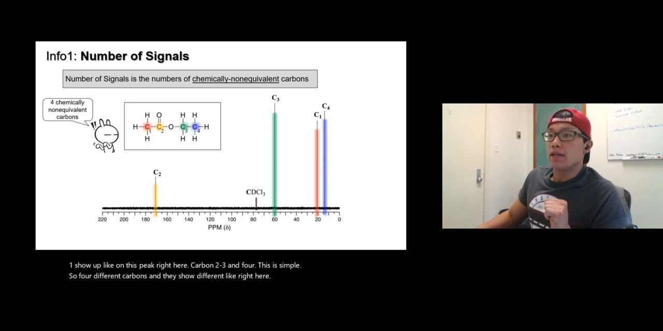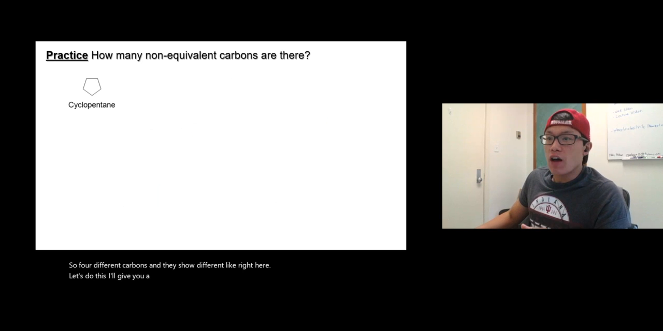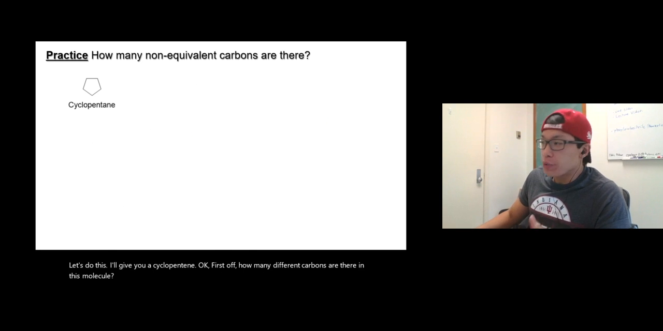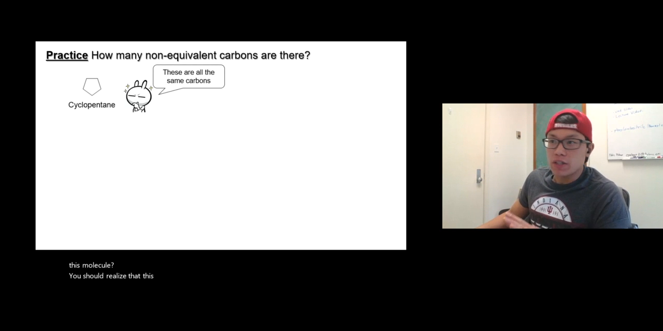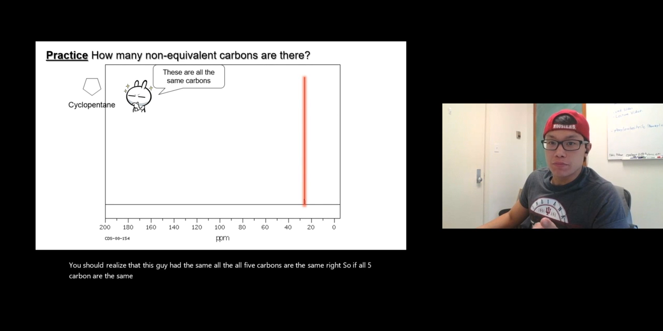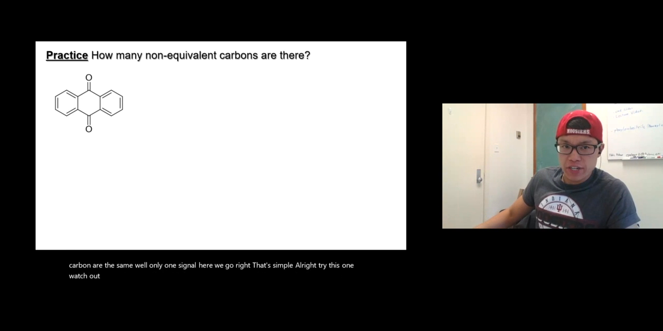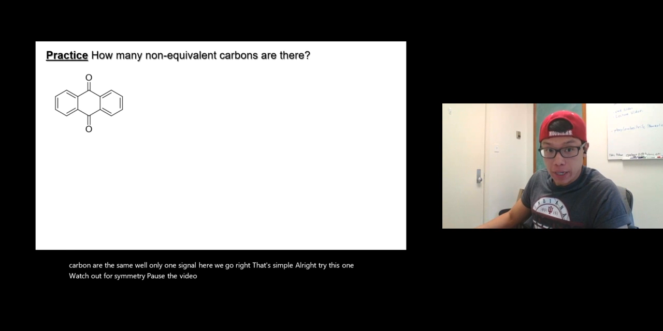All right, let's do this. I'll give you cyclopentane. First off, how many different carbons are there in this molecule? Well, you should realize that all five carbons are the same. So if all five carbons are the same, there's only one signal. Here we go, that's simple. All right, try this one. Watch out for symmetry. Pause the video and count the number of carbons.